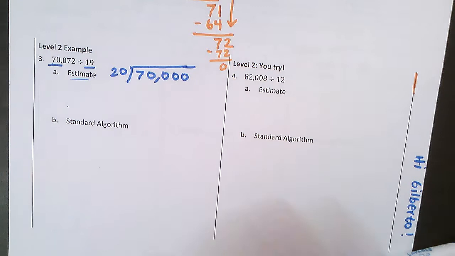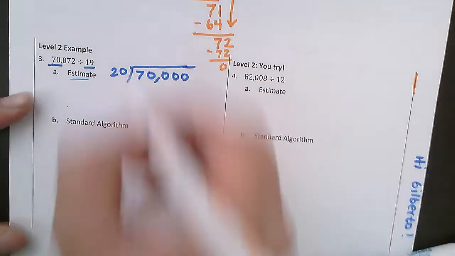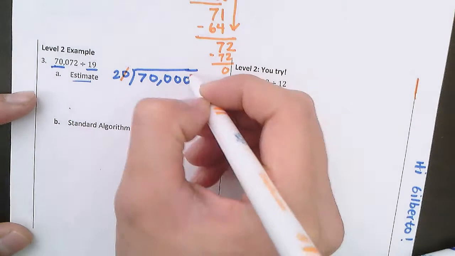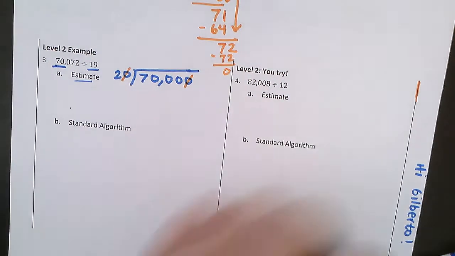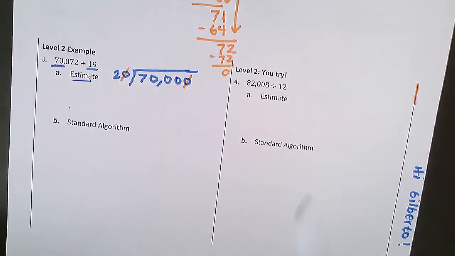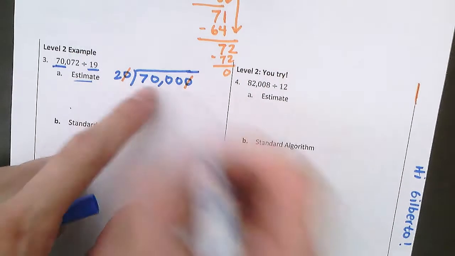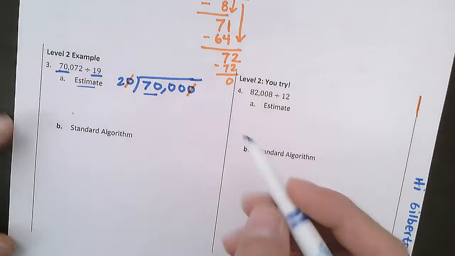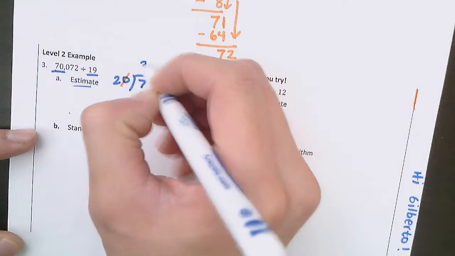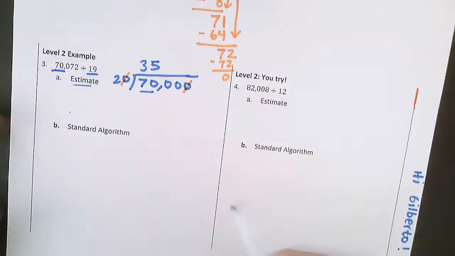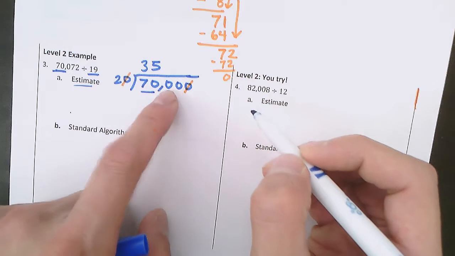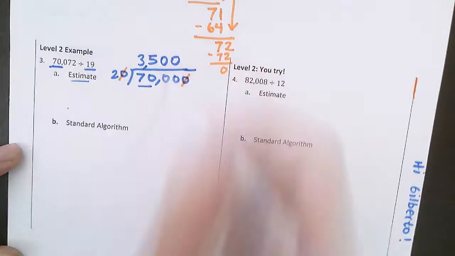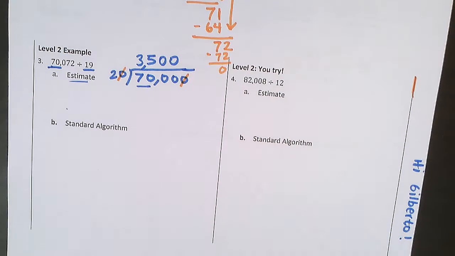And now that we have zeros, if you remember from yesterday, I can cross out my 0 here, and if I take that 0, I have to take a 0 out there. And then I think to myself, how many times can 2 go into 70? Well, 70 divided by 2 is 35. And then I have these 2 zeros at the end, so I add those in. So my answer is something close to 3,500.